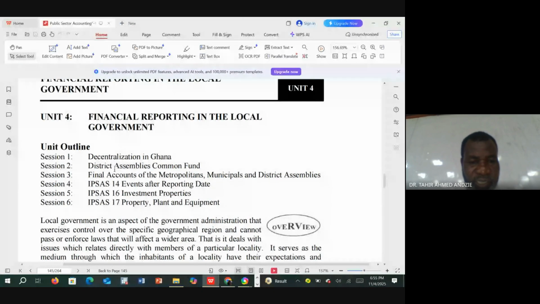Then we come to the Assembly Common Fund, which we have talked about. We have even talked about the administration of it and all that. Then we'll talk about the local financial accounts of the metropolitan, municipal, and district assemblies. That account is very simple. We have even talked about some of them.